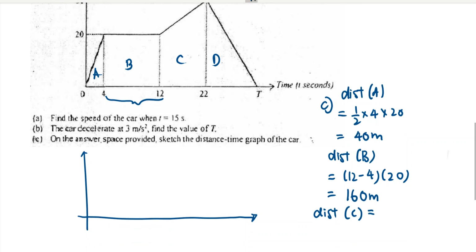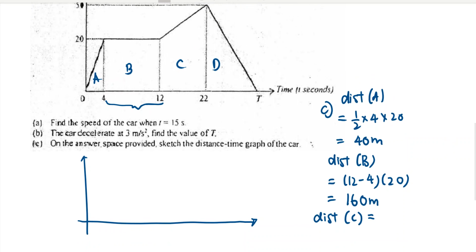And then the distance for C is equal to, now many students at this point of time, Sec 4 mostly, forget what the formula for the area of a trapezium is. It's half times perpendicular height. So where is the perpendicular height? In this case, this is the perpendicular height, which is 10, times A plus B. What is A plus B? The sum of parallel sides. Parallel side 1, this is 20. Parallel side 2, this is 50.